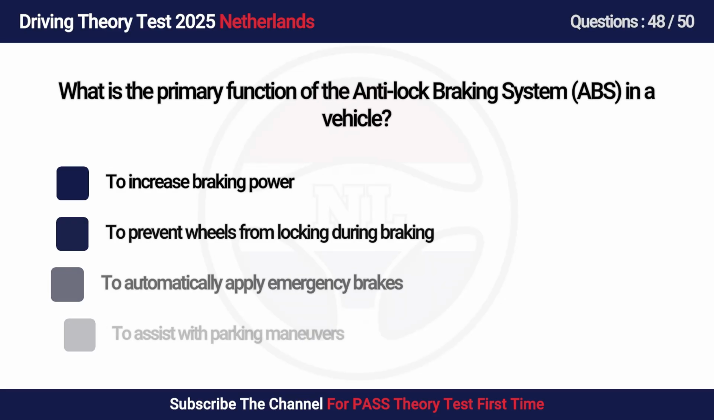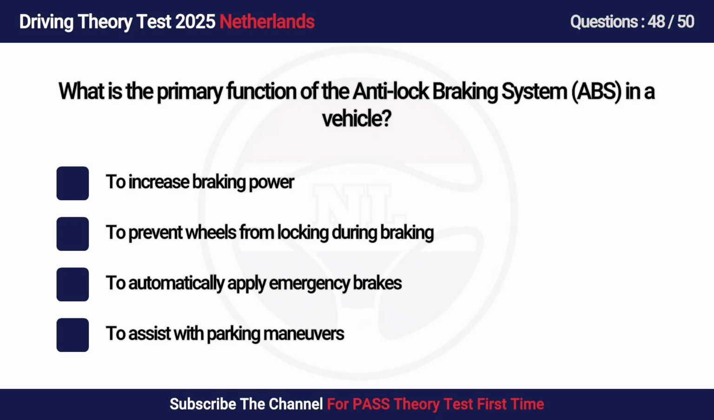Question 48. What is the primary function of the braking system ABS in a vehicle? A. To increase braking power. B. To prevent wheels from locking during braking. C. To automatically apply emergency brakes. D. To assist with parking maneuvers.